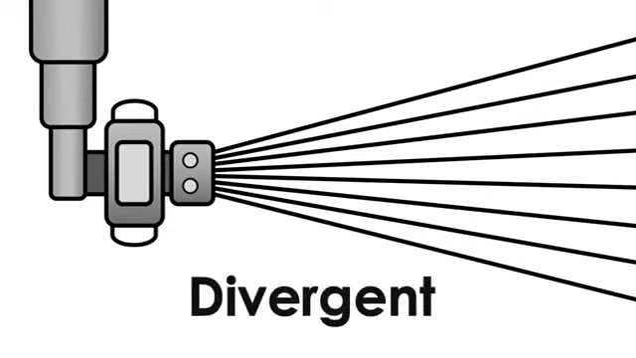The X-ray beam is also described as divergent. This means it's spreading apart and becoming less intense as it travels through space.